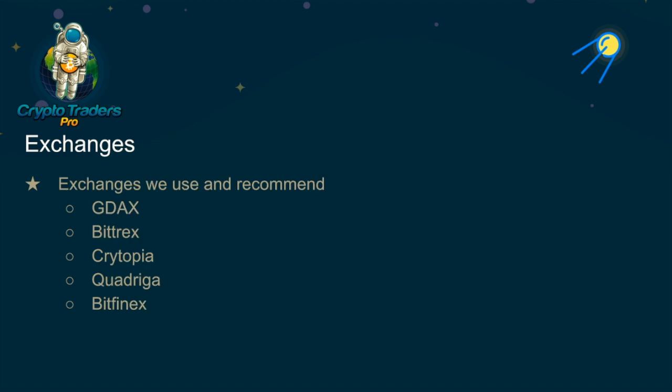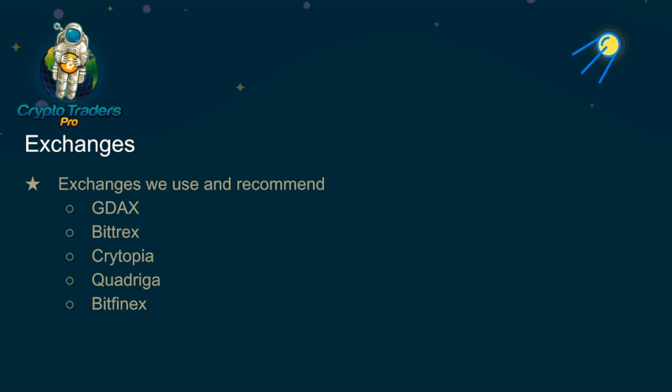So when it comes to exchanges, guys, there's a few that we recommend and use. GDAX is one of those that's primarily used in the United States. GDAX is the exchange that Coinbase.com has, and you can transfer your coins from Coinbase directly to GDAX free of charge. GDAX is great to use for Bitcoin, Ethereum, and Litecoin if you're trading against the US dollar. It's one of the more popular exchanges in America.